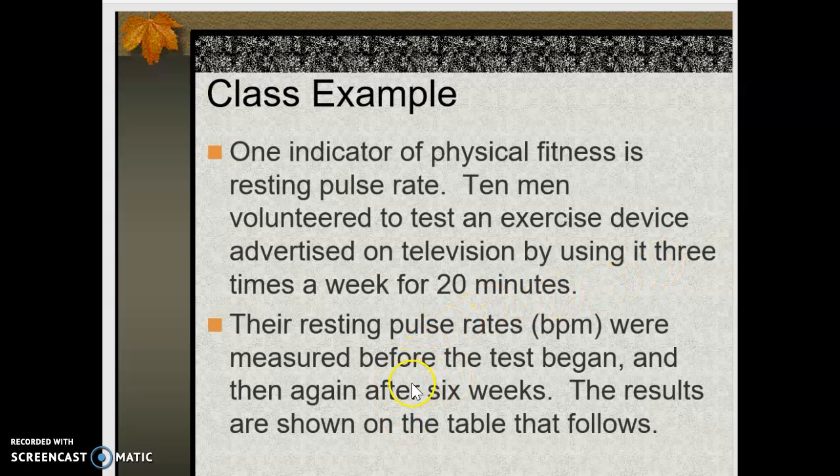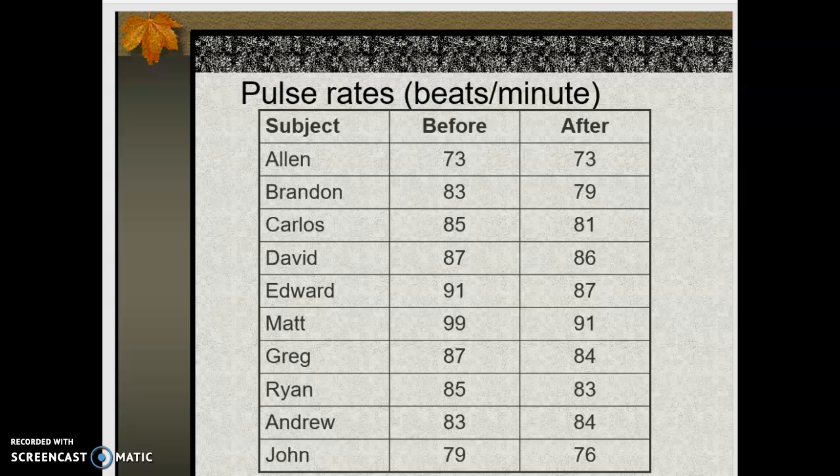Resting pulse rates were measured before their testing began, and then after 6 weeks of this physical fitness program, they measured resting pulse rates again. So the results of this are in the table. You have these men and their before pulse rate and their after pulse rate. We'll enter those in our calculator in a minute, but that's the data.